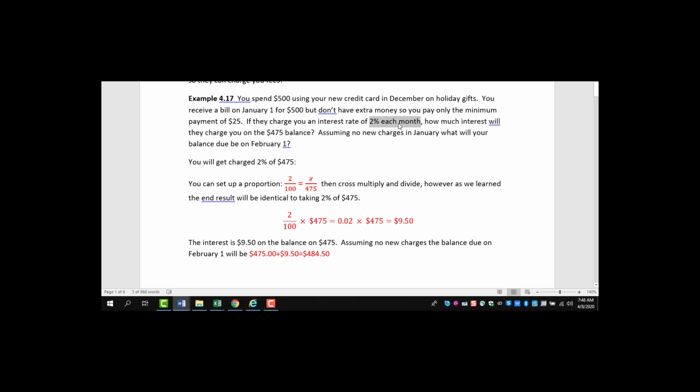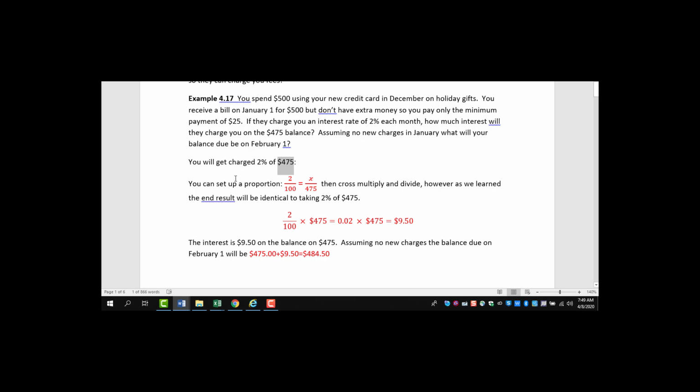So if they charge you 2% each month, how much interest would they charge you on your balance of $475? Assuming no new charges in January, what will your balance be due? What balance will be due on February 1st? So you're trying to find out, you're getting charged 2% of, multiply, $475.